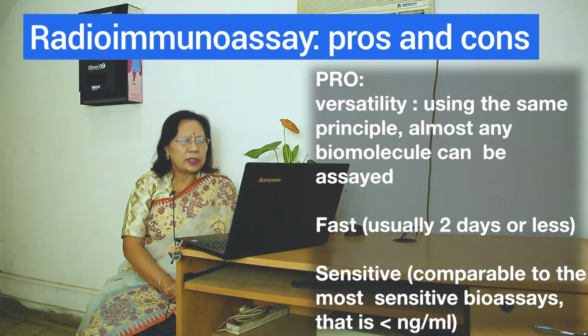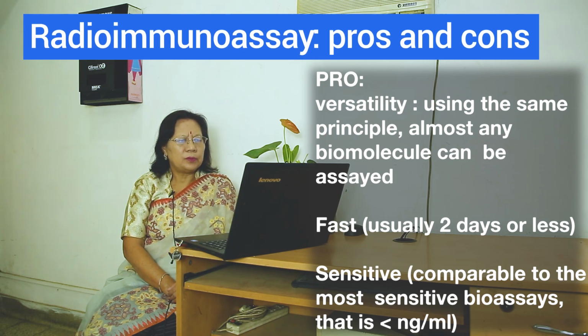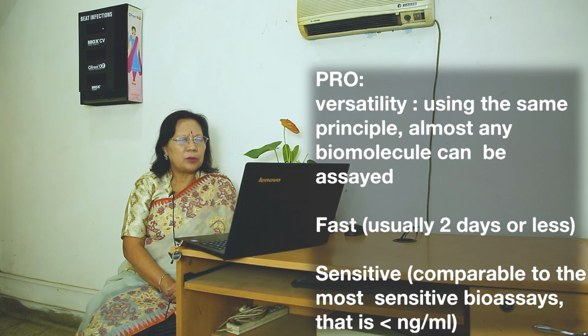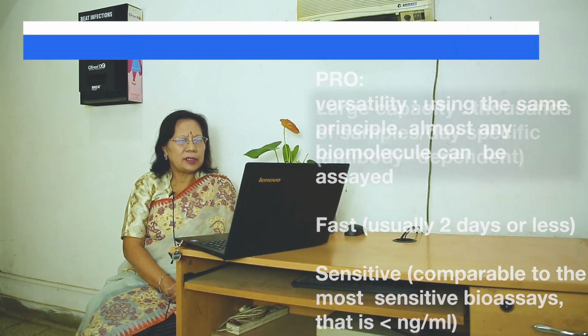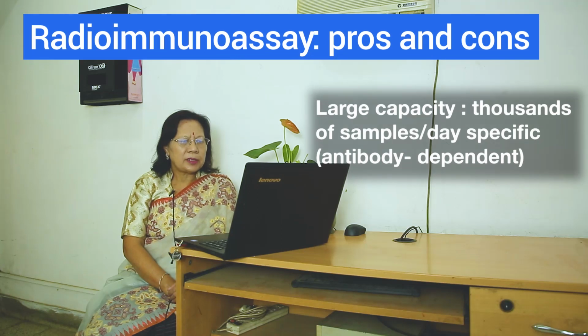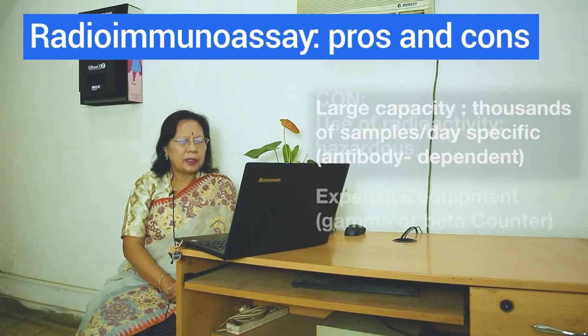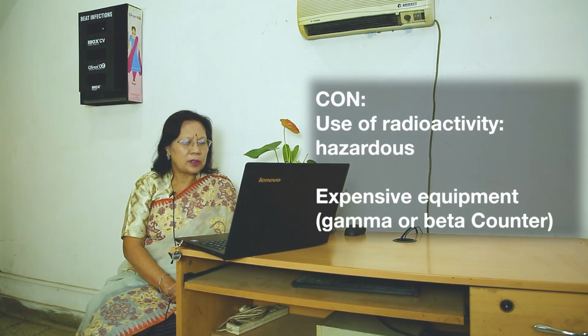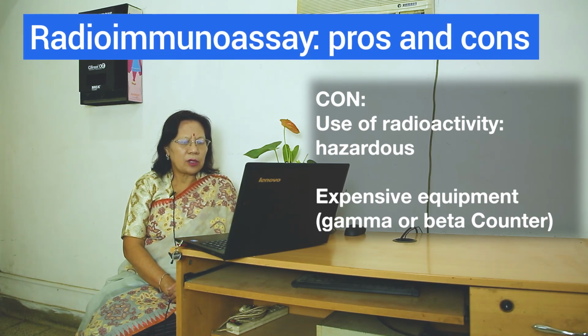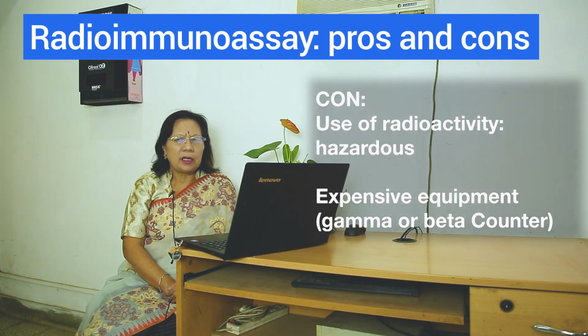Usually it takes only 2 days or less, and it is more sensitive, comparable to the most sensitive bioassays, that is, less than a nanogram per ml can be assayed. Then large capacity in terms of thousands of samples per day, specific, antibody dependent. And what is the cons? So here we are using radioactivity, so there is the hazard of radioactivity, and it's expensive equipment. For example, gamma or beta counters are very expensive.